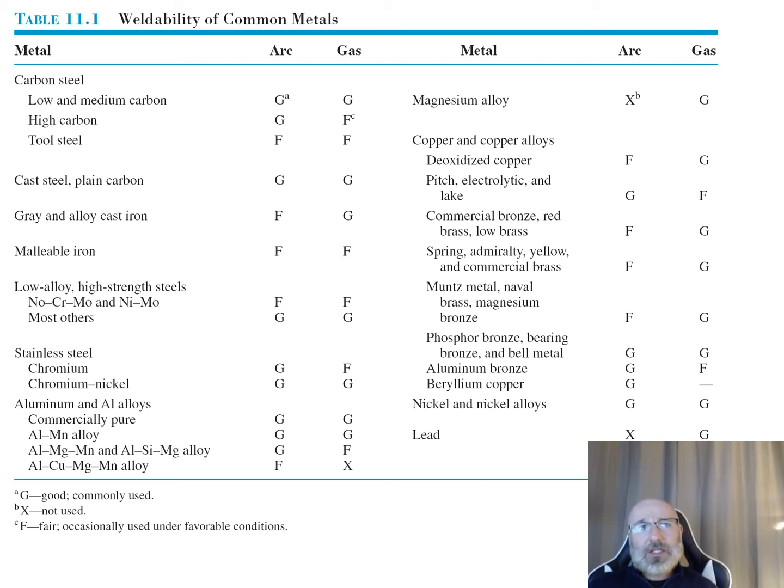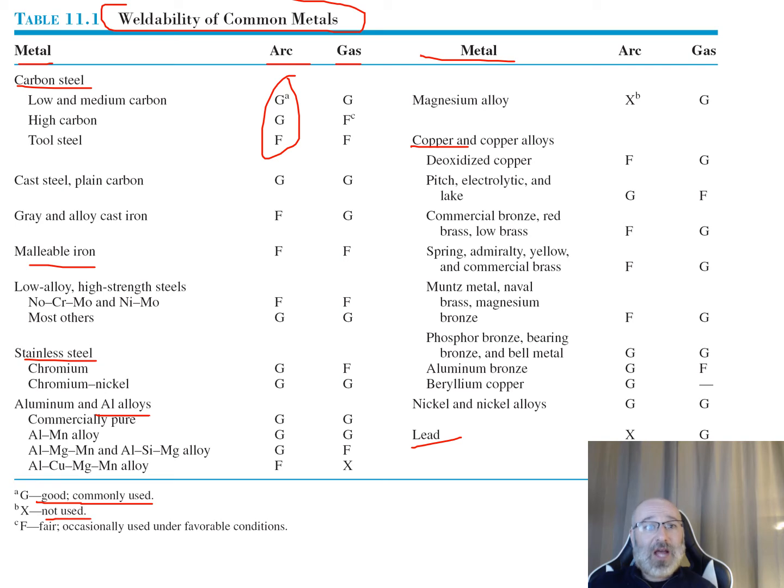One of the things we want to consider when we're deciding which type of welding to use is the weldability of the materials that we want to join together. We can see the different types of metals listed in these two columns: carbon steel, malleable iron, stainless steel, aluminum alloys, lead, copper, all these different types of metals. For each of these, we can look at either arc or gas welding. We have a code that tells us that G is good, commonly used, X is not used, and F is fair, occasionally used under favorable conditions. For each of these combinations, we can decide what would be the best type of welding for the materials that we're trying to weld.